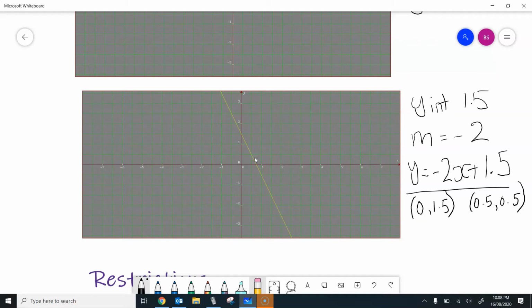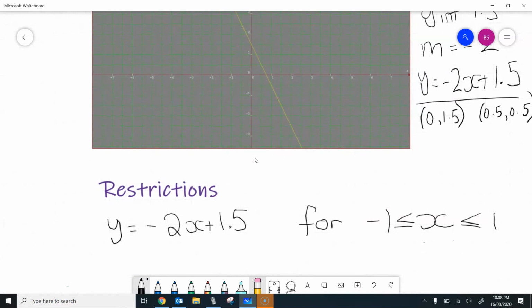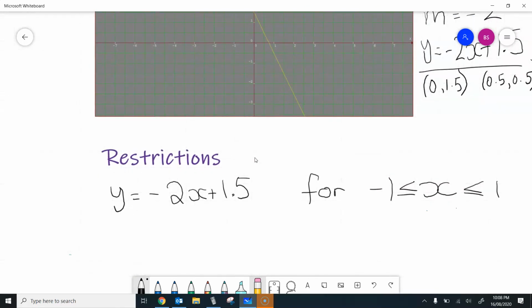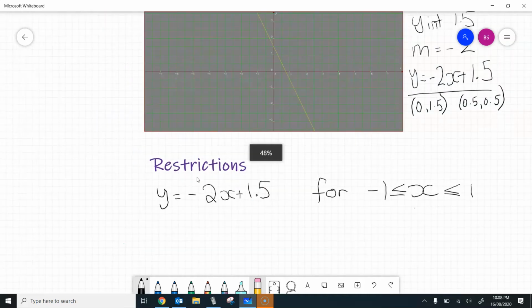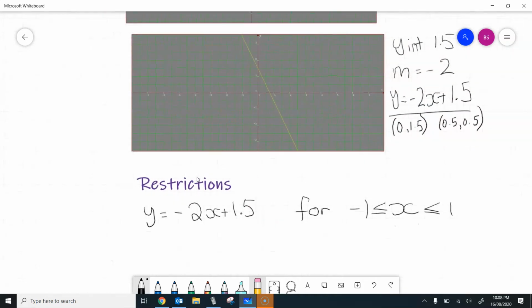The other part I want to show you now is about restrictions. And this is just a little intro. We'll be continuing with restrictions next week as well. So let's look at restrictions. What is a restriction? Well, you'll notice this equation is the same one as the previous graph. So this is this equation here, this line here that we have here.